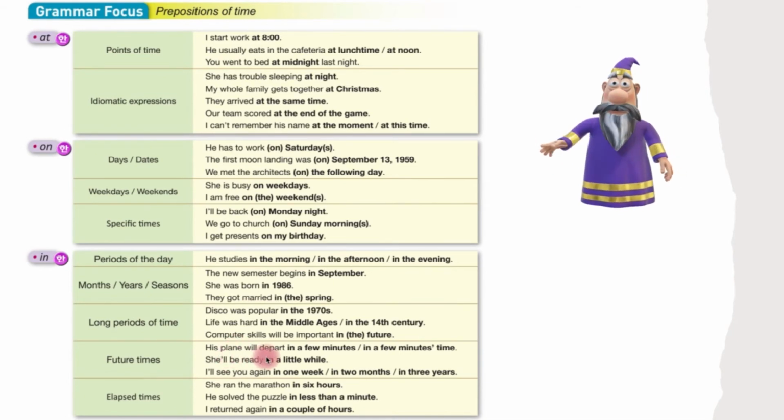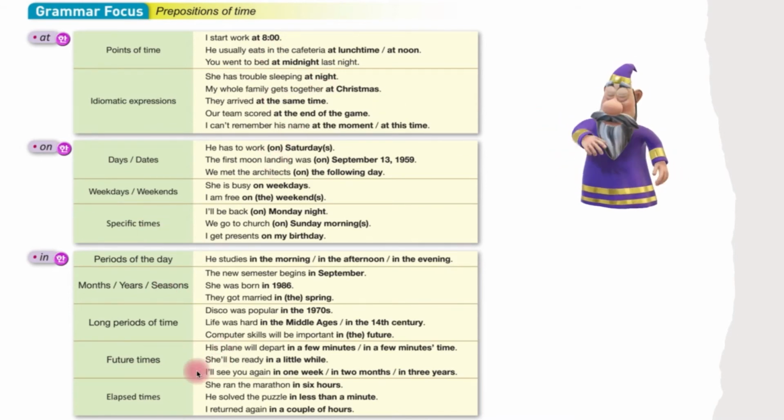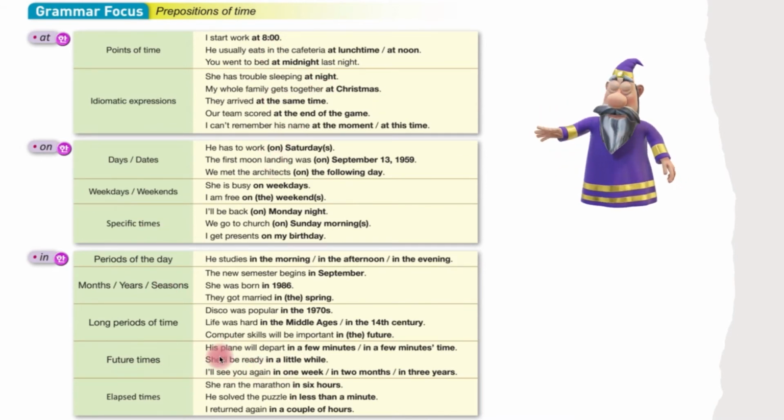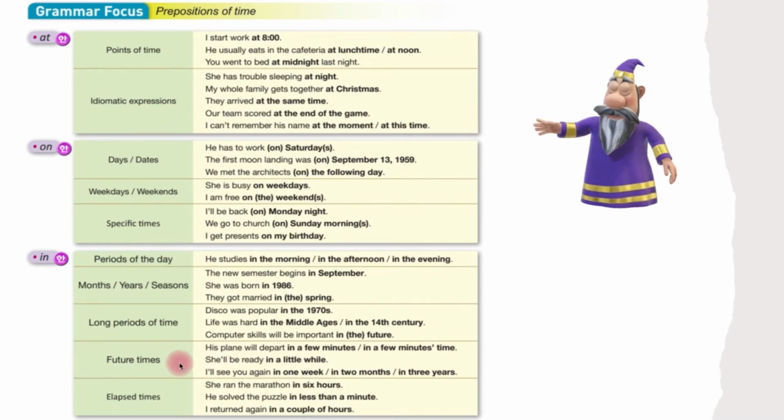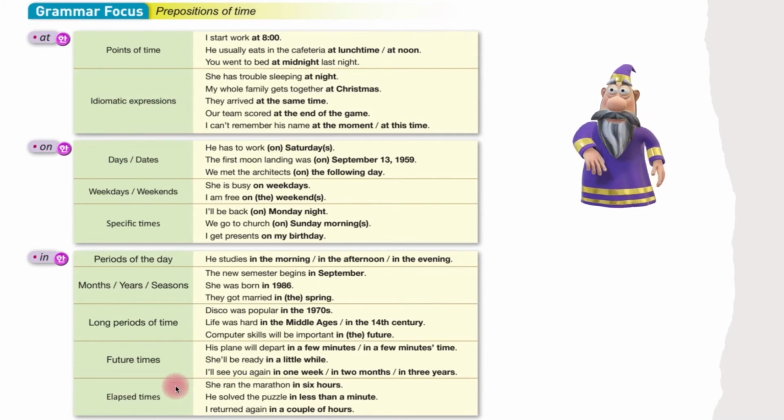His plane will depart in a few minutes. Future times. Notice we have past times. Future tends to be in. But that's not always true. It can be past. Alright, so in can be used to talk about the future.